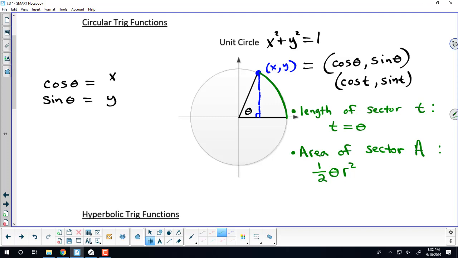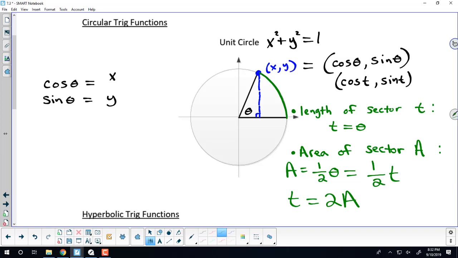For the unit circle, r squared is 1. So the area of the sector is 1/2 times theta. But we already made the connection that theta was t, right? Theta and t are the same thing. In other words, t is equal to twice the area of the sector. So that's another way to think about t.